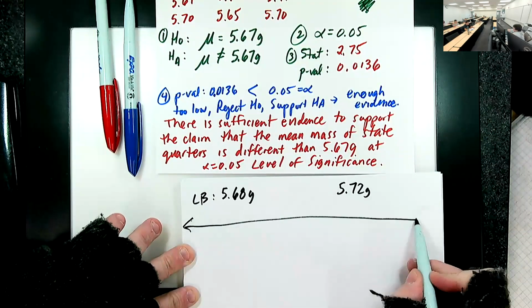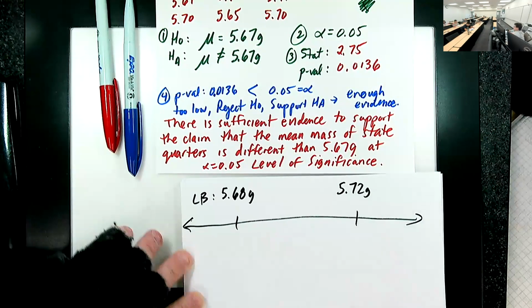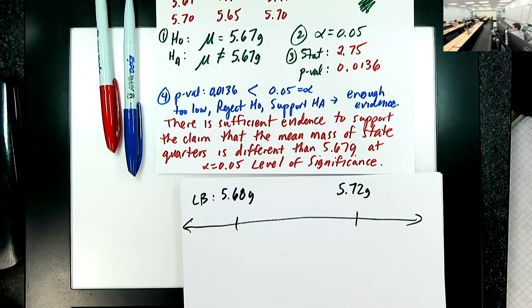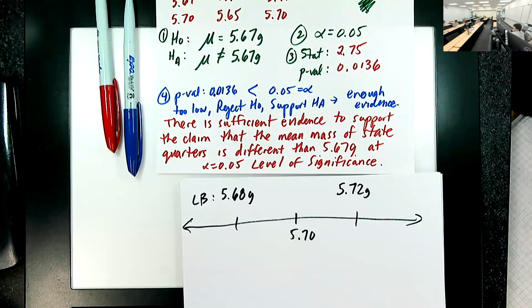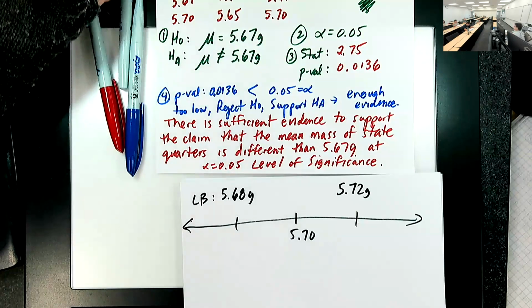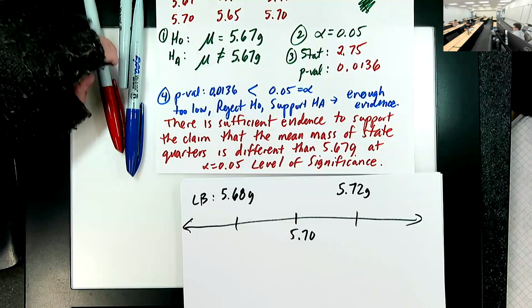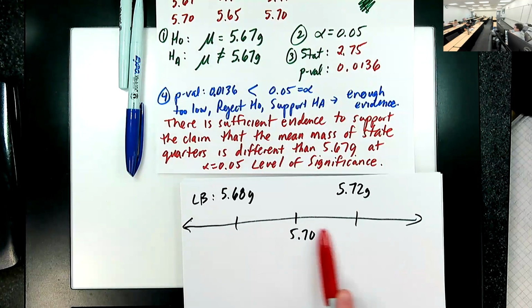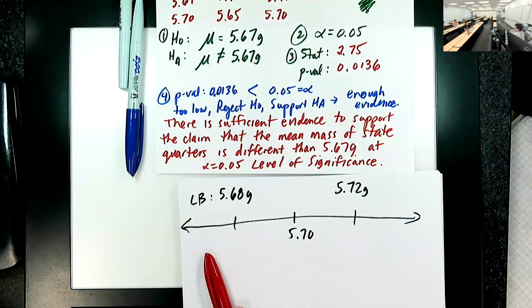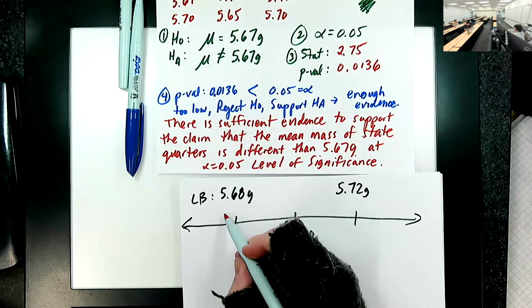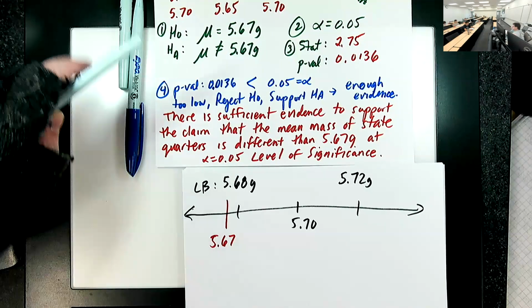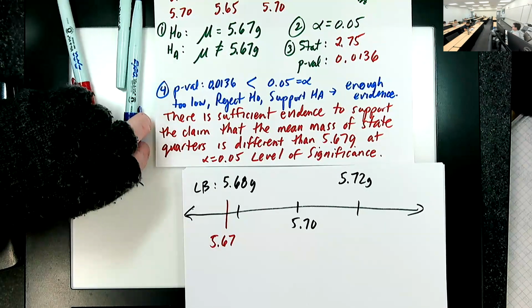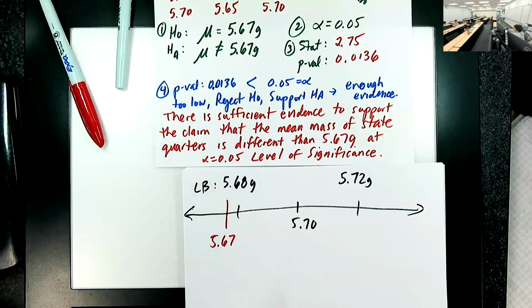If I put that on a number line, that's right here. So 5.70 is in the middle. Where should I put 5.67 on this graph? Right before the point. Right, 5.67. So this is how confidence intervals and hypothesis tests relate.